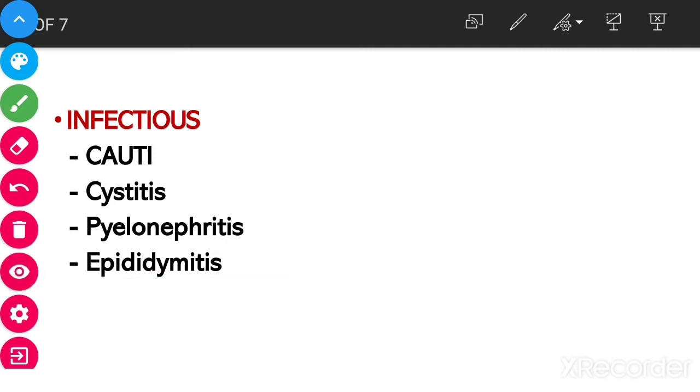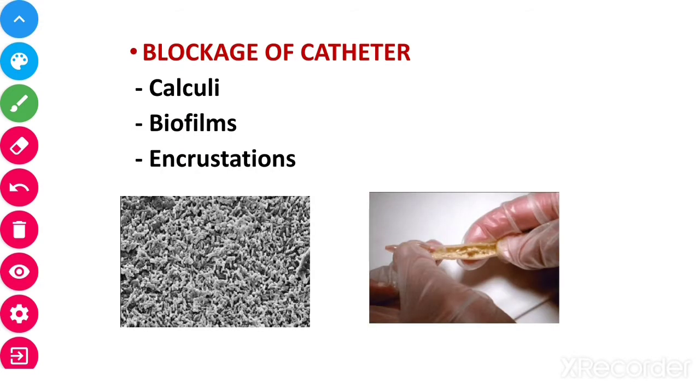Now next we have blockage of catheter. Blockage of catheter can occur because of the calculi formation, because of the biofilms. Now what are biofilms? Biofilms are basically a collection of microorganisms with altered phenotypes which colonize the surface of any medical device, or here the medical device is the catheter, right? So this is basically a colony of microorganisms that colonizes the surface of the catheter. So here in this picture you can see the biofilm.